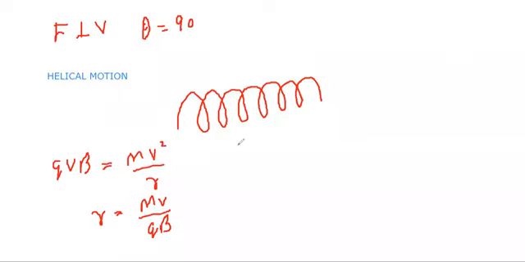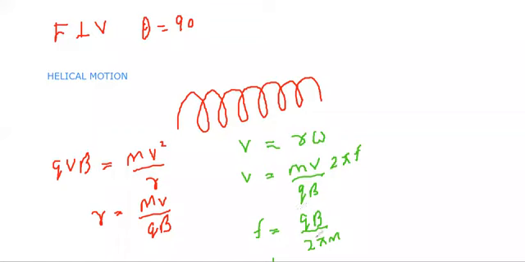Now we also know that v is equal to r omega, that is linear velocity is equal to radius into angular velocity or angular speed. So if you put the value of r here, what do you get? mv by qB. And what is the formula of omega? That is 2 pi f, 2 pi into frequency. Now you can find the frequency. What would be the frequency? You can solve this. V and V cancel. So the formula of frequency would be qB by 2 pi m.